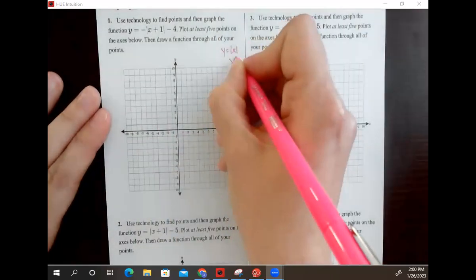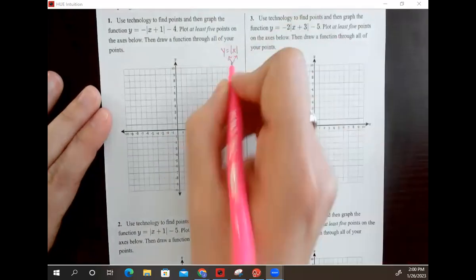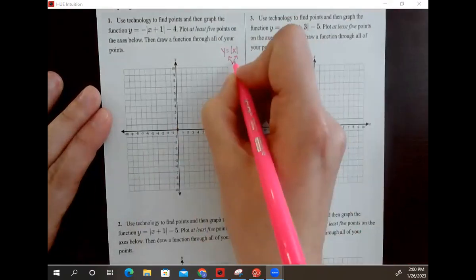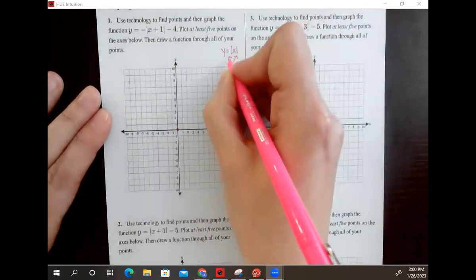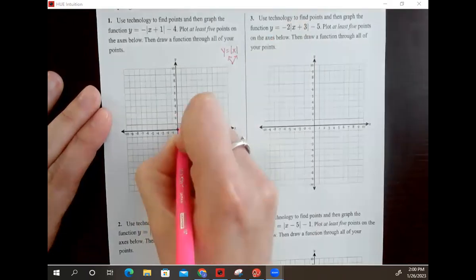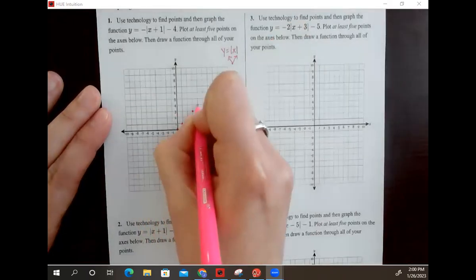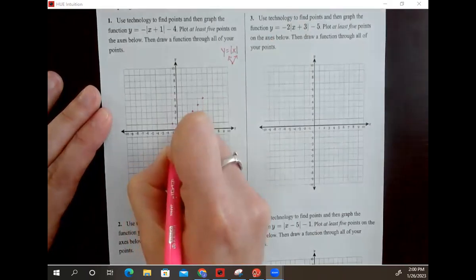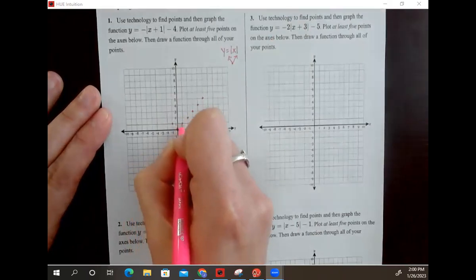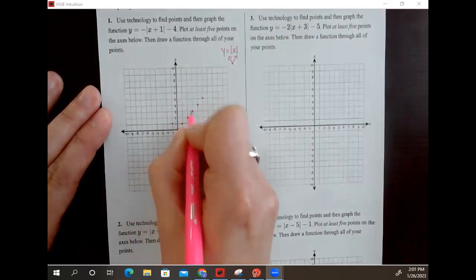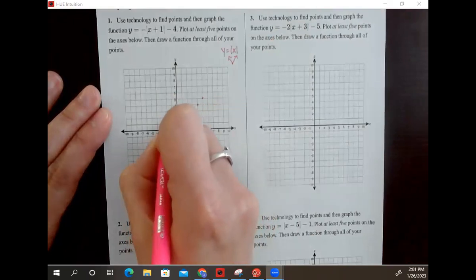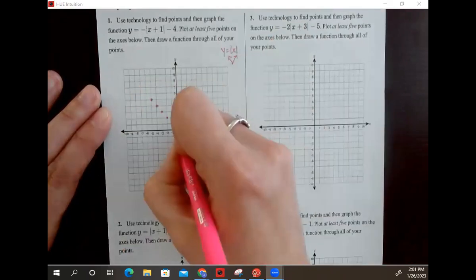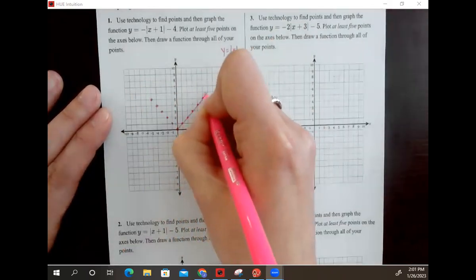Remember, absolute value functions are V-shaped. Our key point, that corner, is at the origin, and the slopes of our sides are +1 and -1. So my absolute value graph looks like this. On each side from my corner, from my key point, I go out one and up one, out one and up one, and so on. So again, I have this V-shaped graph.